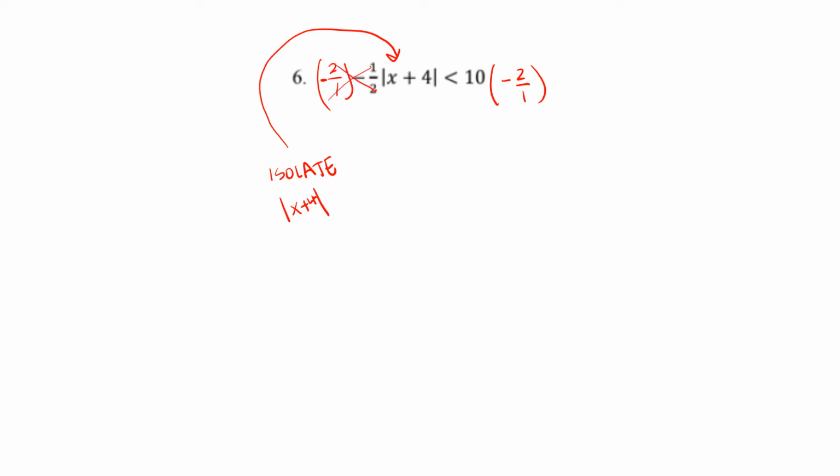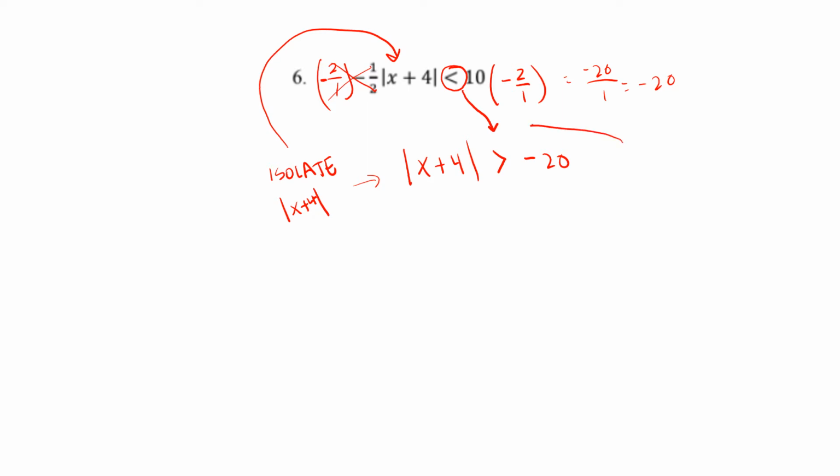Now we're left with absolute value of x plus 4 by itself. That is isolated. Perfect. 10 times negative 2 is negative 20. Divided by 1 is still negative 20. So we still have a negative 20 on this right-hand side. And the biggest thing here is since we just multiplied by a negative, remember, anytime you multiply or you divide by a negative when you're working with these inequalities, that's got to switch. Right, so now it's going to be a greater than.